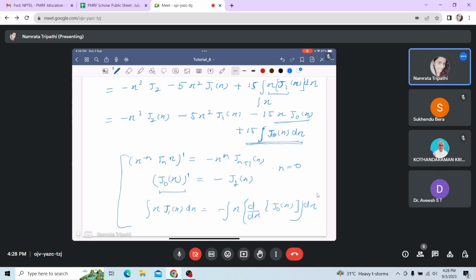Otherwise, we can leave. Ma'am, I have one doubt. Yes. By using recurrence relations, the derivative of x into J2 of x is equal to x into J1 of x. How can we show this relation, ma'am? The derivative of x into J2 of x is equal to x into J1 of x is there.